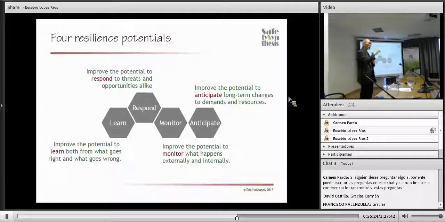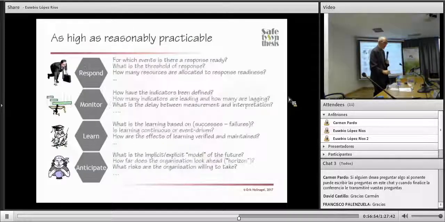say, well, we should improve our ability to monitor, our potential to monitor. What does that mean? And then you can ask specific questions to your organization. How do you monitor? What do you look at? How often do you look at it? Who looks at it? How long does it take to interpret it? How is the information communicated in the system? You can ask very specific questions and get very specific answers, which enable you to actually improve it.